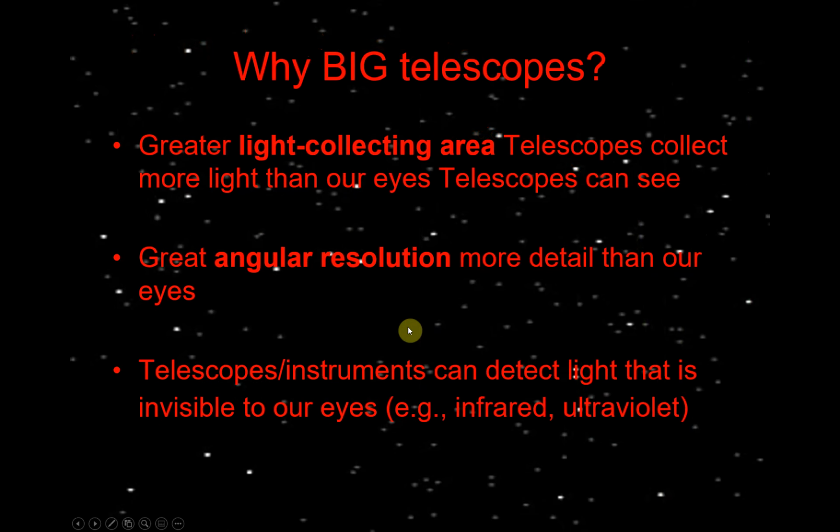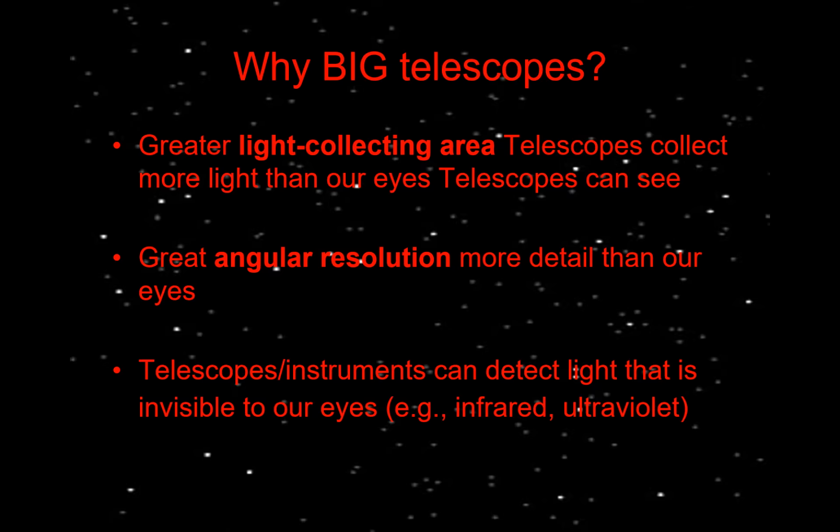So why do we even build big telescopes? Well, the bigger the telescope, the bigger the light collecting area. A bigger telescope is essentially a bigger light bucket. It's collecting more photons from your object and giving you more detail. So it gives you more light than your eyes can see. And that means we get more of what we call resolution. We can see smaller and smaller objects on the surface of the thing we're interested in looking at.